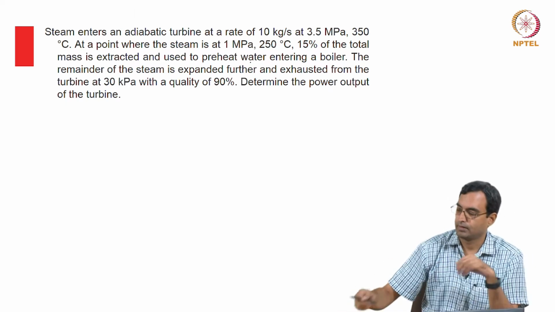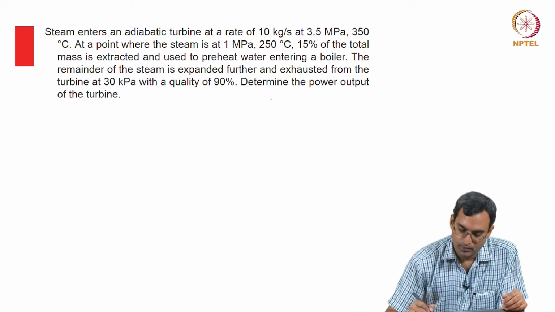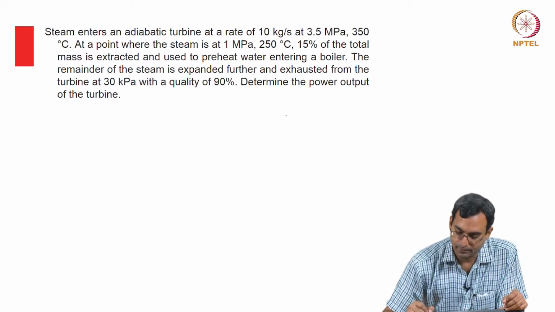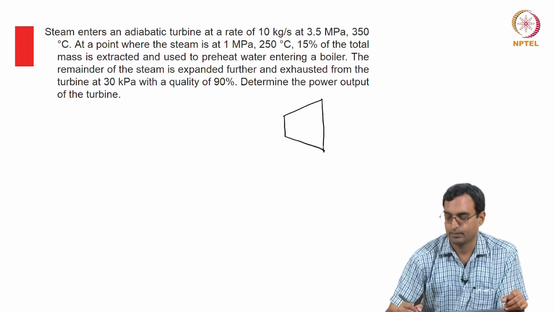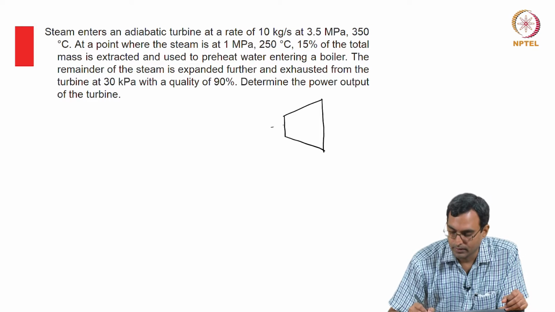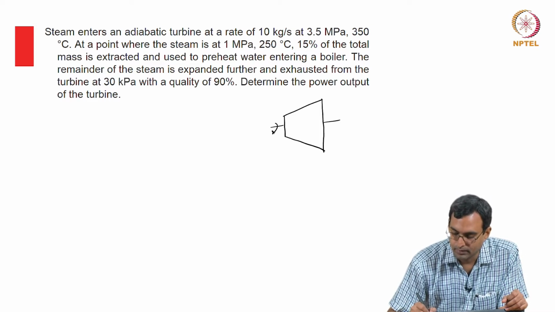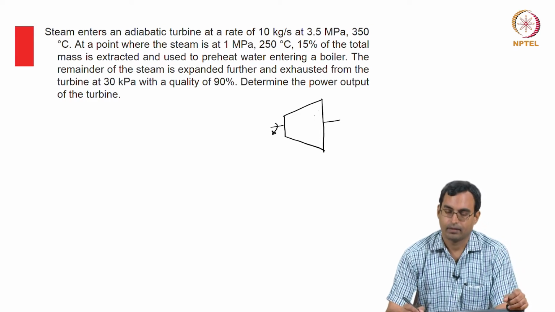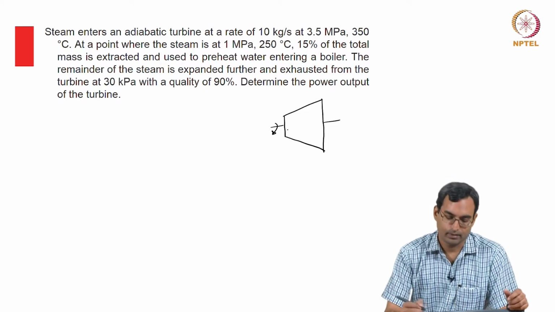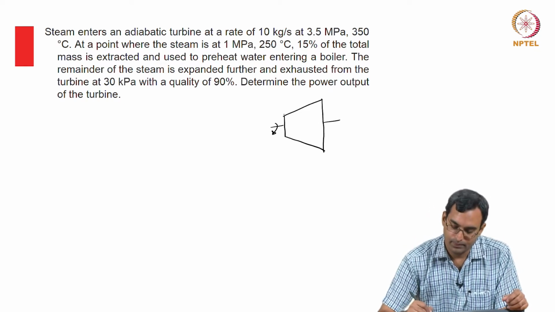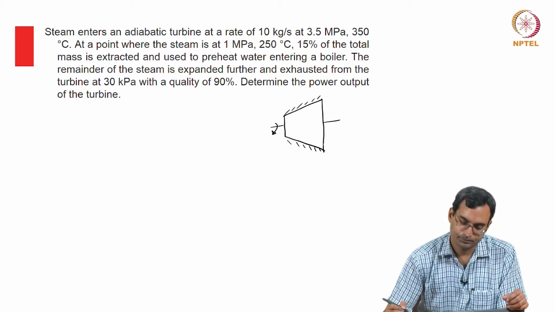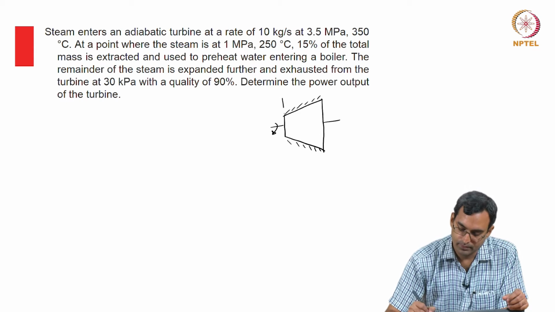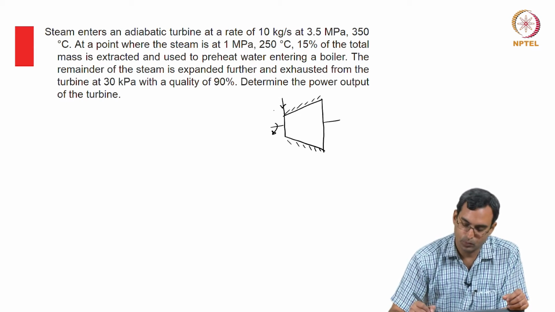Okay, so let's see what this looks like. We have steam entering an adiabatic turbine. So let's draw a turbine. A turbine, we said, is a device which has a shaft. There is expansion of some gas in the turbine which is generating work. This turbine is adiabatic, so we indicate it as insulated. Steam enters here at a point, let's call it 1.